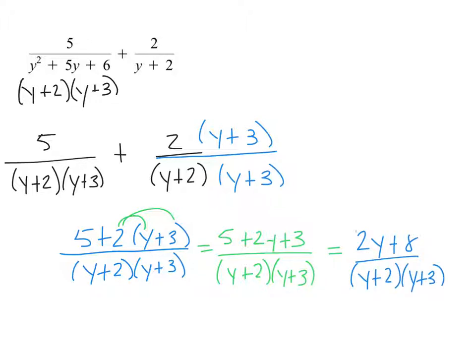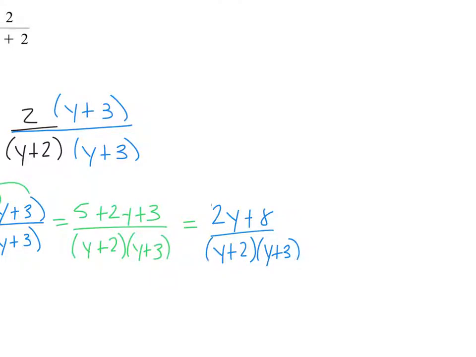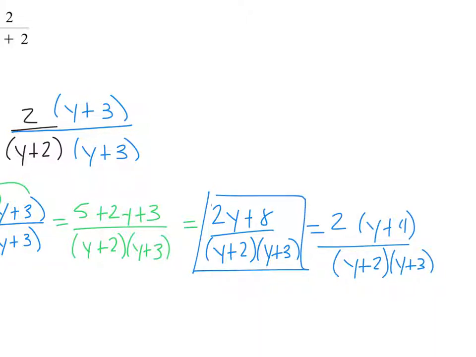Now you always want to see if you can simplify further, and I can take out a GCF of the top to get 2 times y plus 4, but that doesn't really help me because it doesn't cancel with any of the bottom, y plus 2, y plus 3, so I can just have a final answer of this.